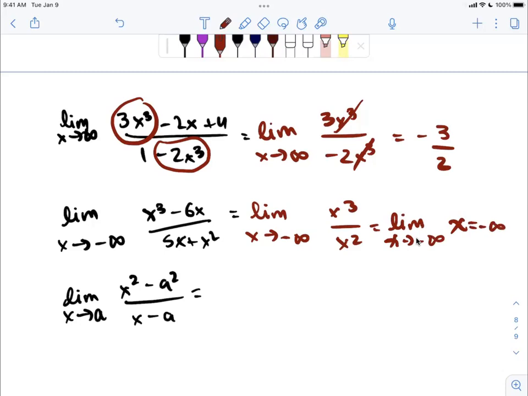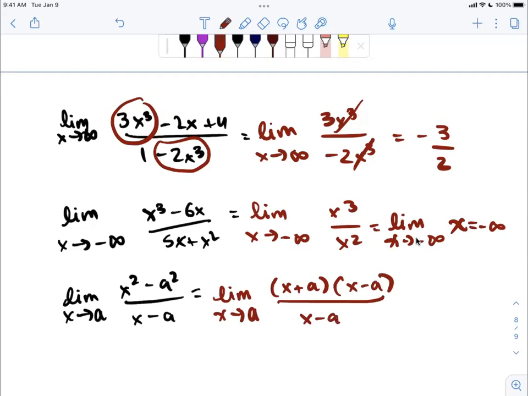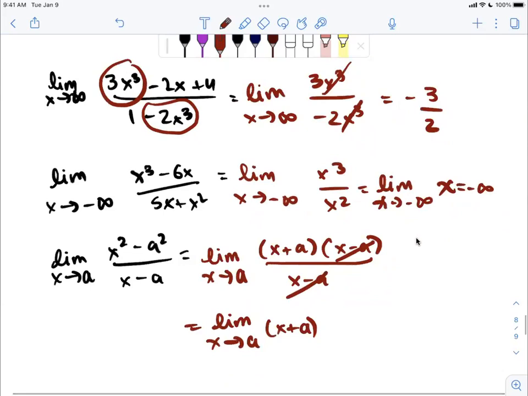All right, and finally for the last one, we're going to factor the numerator and cancel. So we're going to get the limit as x goes to a of x plus a times x minus a, just a difference of squares, over x minus a. And now we cancel, so this cancels with that, and this is the limit as x goes to a of x plus a. And what we get here is just, we substitute that in, so we get a plus a, which is 2a.